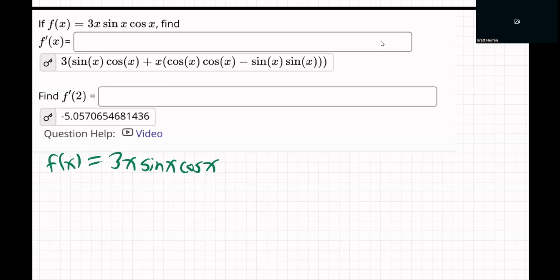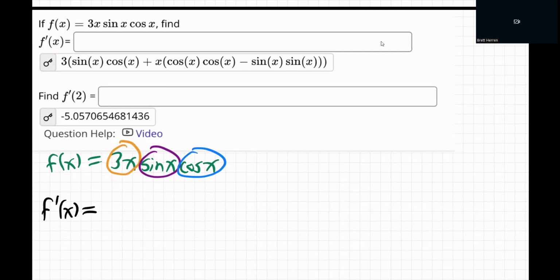Okay, on this question, we have this function 3x sine x cosine x, and we want to take the derivative and then plug in 2 after we get the derivative. Well, what we're going to need to do, this is three functions of x multiplied together. So that means we're going to need to use the product rule.